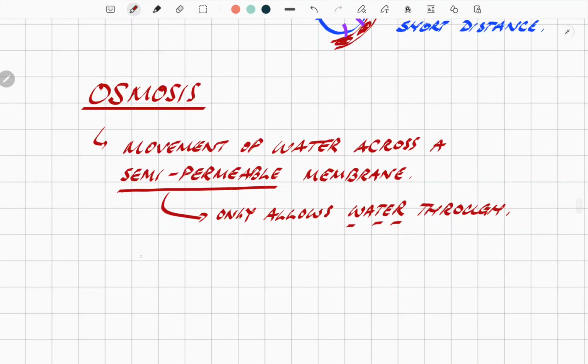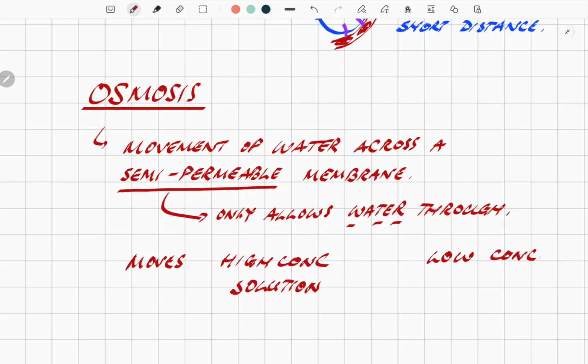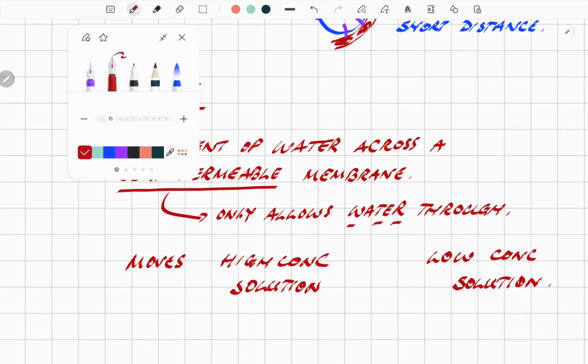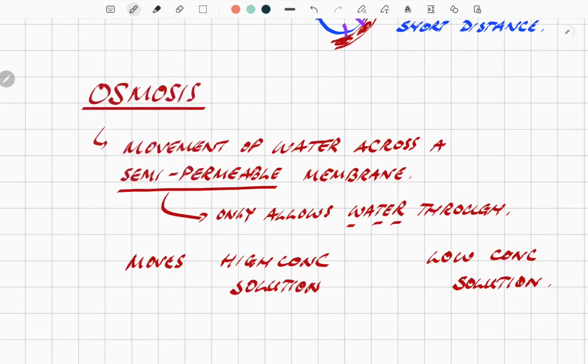So water moves from high concentration solution, and we've got the low concentration solution. The water actually moves this way. Do you see? Yeah.